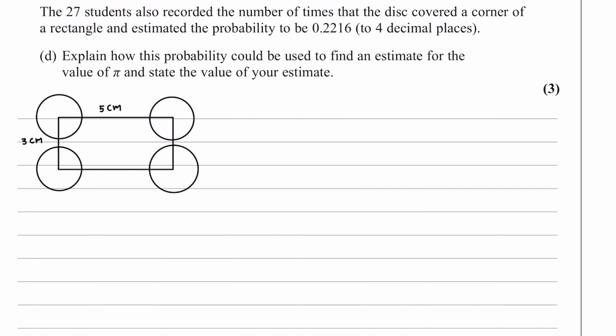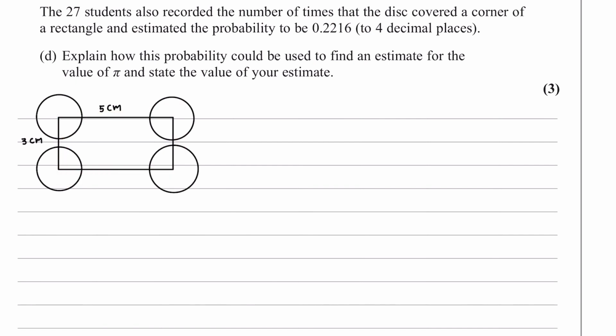Here comes the last problem. The 27 students also recorded the number of times that the disk covered a corner of a rectangle, and estimated the probability to be 0.2216 to 4 decimal places. Explain how this probability could be used to find an estimate for the value of pi, and state the value of your estimate. This is the grid.